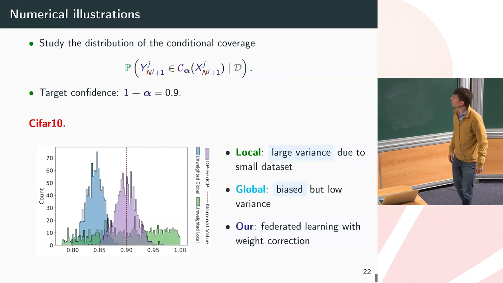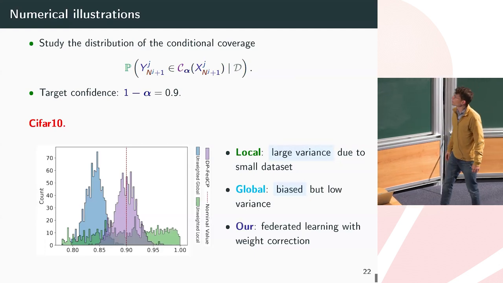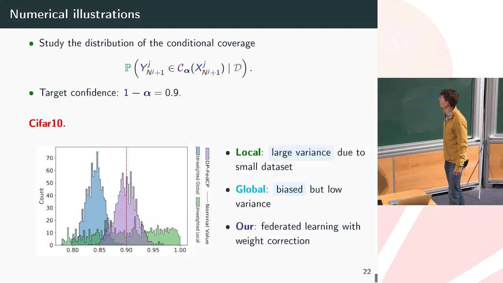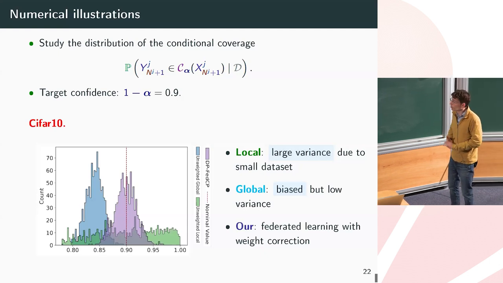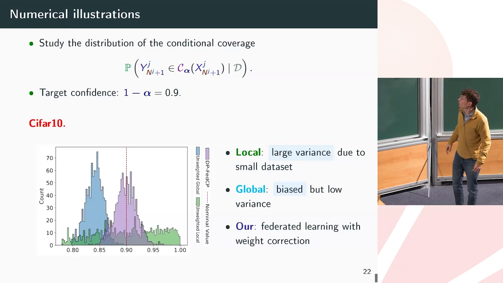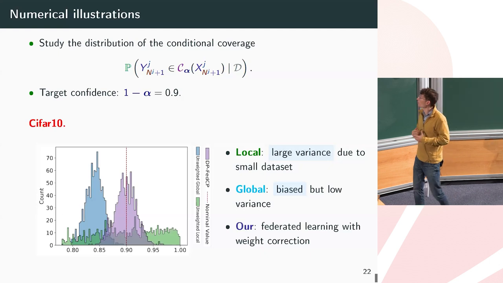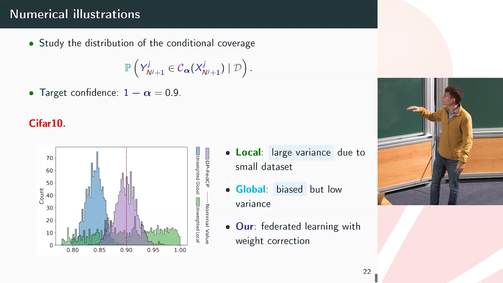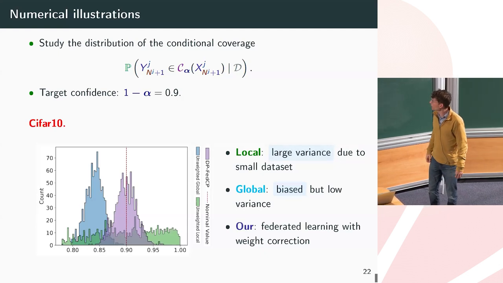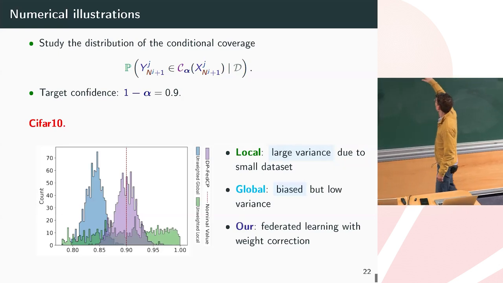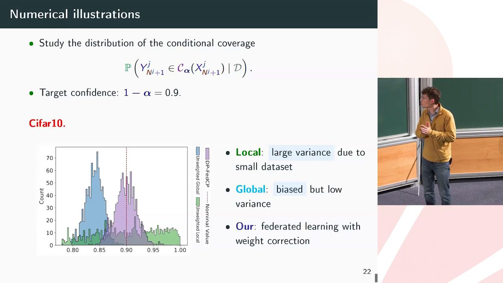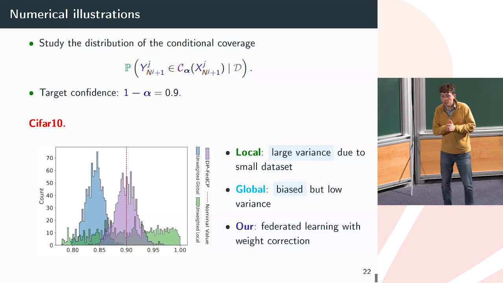And just to go through the numerical illustrations. The idea was to study how to personalize the prediction set for a particular agent G. For that, we had a fixed calibration set and we look at the percentage of time that a test point belongs to the prediction set that we construct. We also consider a target confidence level of 1 minus alpha, with 1 minus alpha equal to 90%. And we display some methods. For example, there is the local one, which is if a particular client wants to create a prediction set just using its own data set.